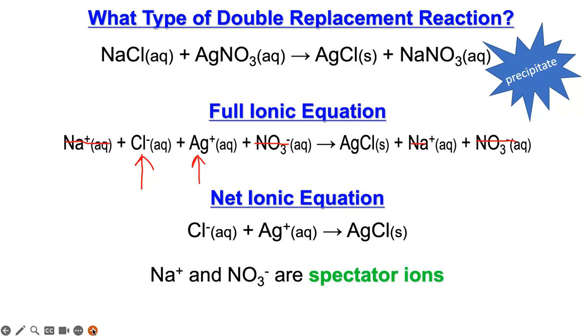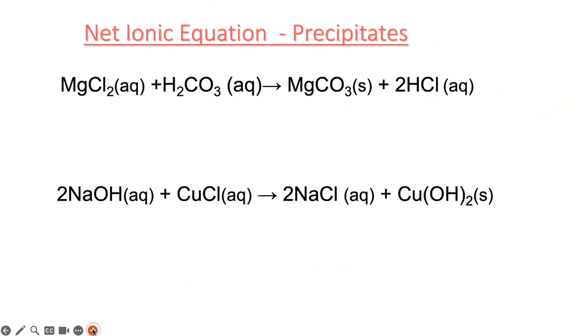All right, are you ready to practice one? Let's give it a go. Actually, I've got two here for you to practice. So here we've got magnesium chloride reacting with carbonic acid, hydrogen carbonate, to form magnesium carbonate and hydrochloric acid, or hydrogen chloride.